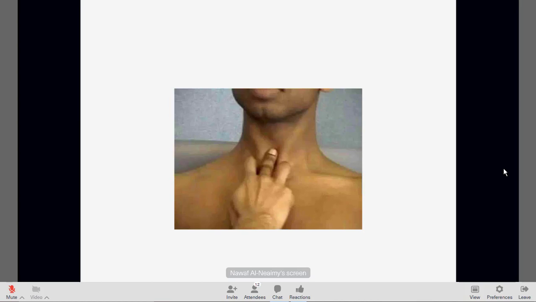Palpate for the trachea and try to assess the distance between the trachea and the tendon muscle and the adjacent tendon of the sternocleidomastoid muscle. Normally, the trachea, it's either central or slightly deviated to the right.